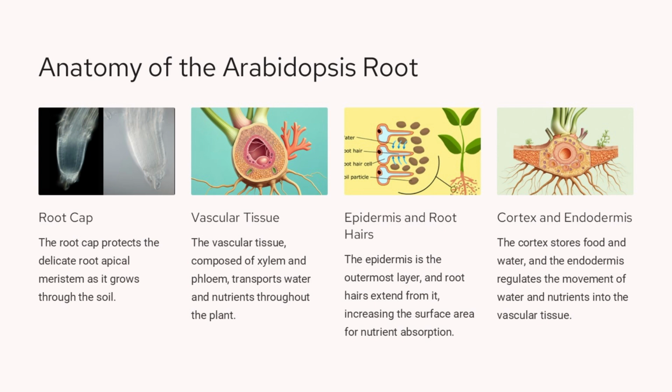The epidermis is the outermost layer, and the root hairs that extend from it greatly increase the surface area for nutrient absorption. The cortex stores food and water, while the endodermis regulates the movement of these resources into the vascular tissue. Understanding the anatomy of the Arabidopsis root is crucial for studying plant physiology and improving agricultural practices.